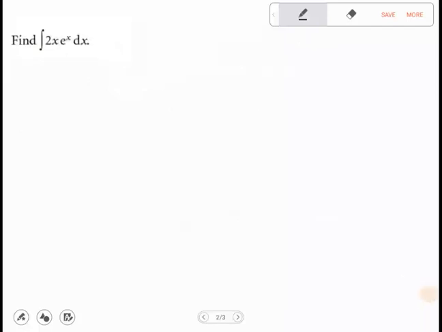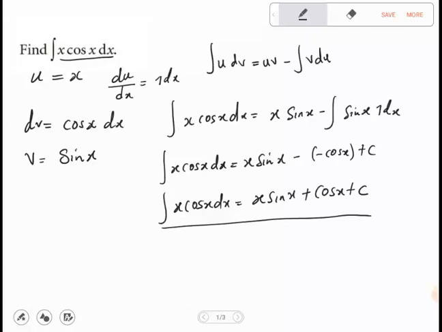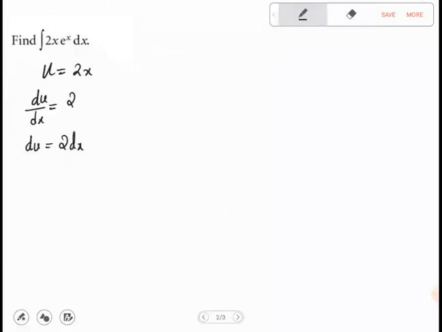Problem number 2 says integrate 2x e to the power x. Well, which one can easily be differentiated is 2x. So that will be our u. So our u here is 2x. And we are going to find du dx, which will give us 2. Therefore, we can just say du is equal to 2 dx. Okay, so let me just take you back here. There was no need to repeat the 2. So du is equal to 2 dx, right?